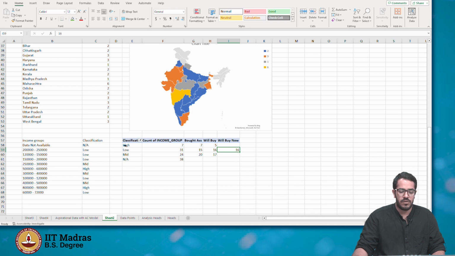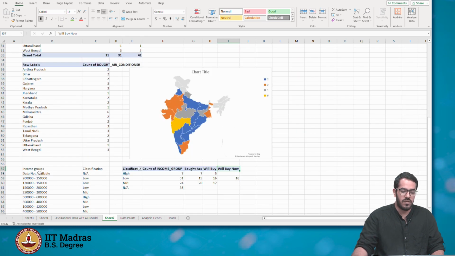In a similar fashion, you can also do the analysis for high and medium, who will be buying now. You can also, of course, do all of these things that we did directly via a pivot table and not by applying filters on the data directly. So that is another approach to handling this sort of data analysis.